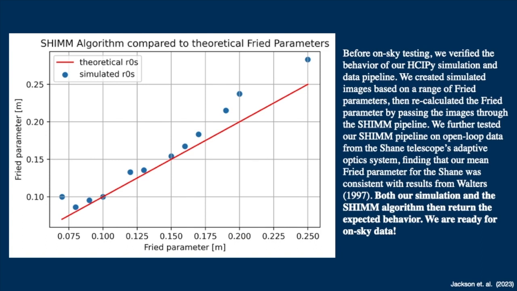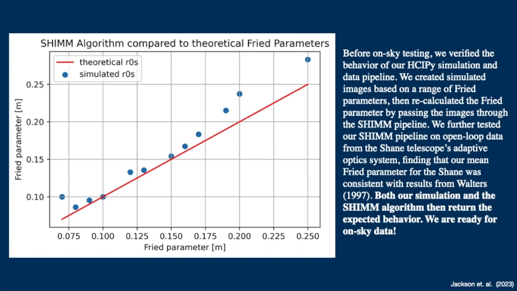Before we tested our instrument on sky, we wanted to make sure that the HCIPy simulation and our data reduction pipeline would work as expected. So we used the HCIPy simulation to create multiple sets of simulated images using different Fried parameters ranging from about 7.5 centimeters to 25 centimeters, and then we passed those simulated images through our data reduction pipeline to re-estimate and recalculate the Fried parameter.